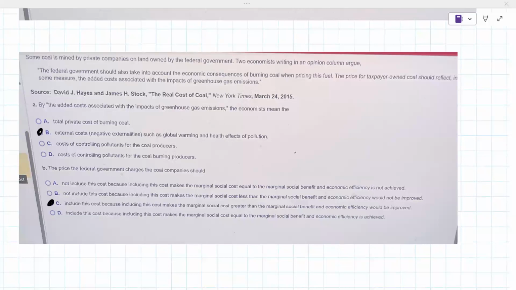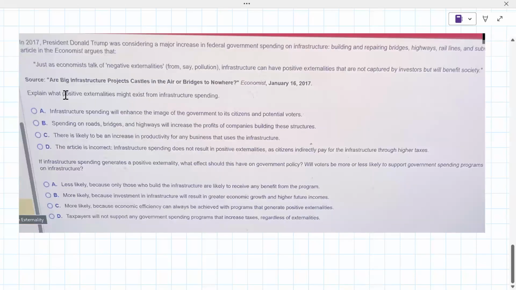All right, I guess you sent over another one that I uploaded. It's uploading now. All right, kind of the same style of question again. It says explain what positive externalities might exist from infrastructure spending. So basically, how is it positive for other people besides the workers?